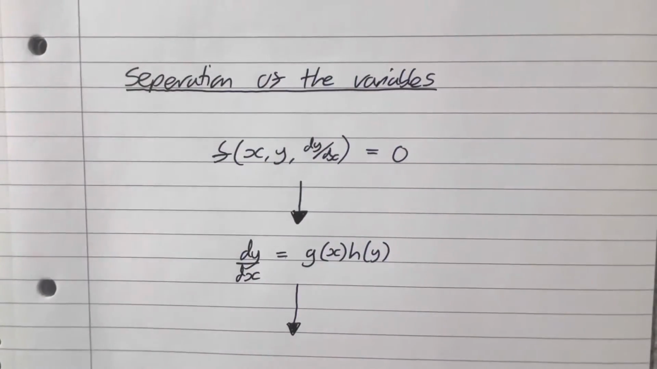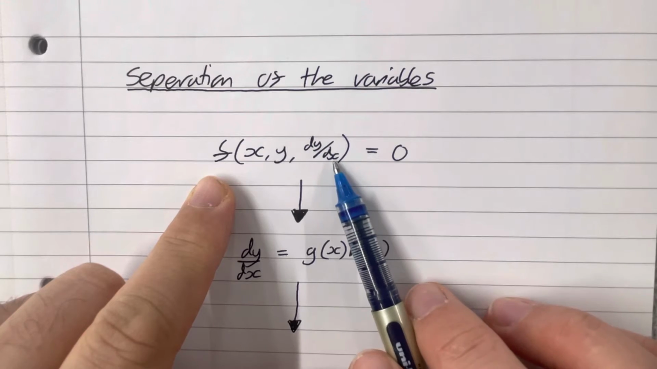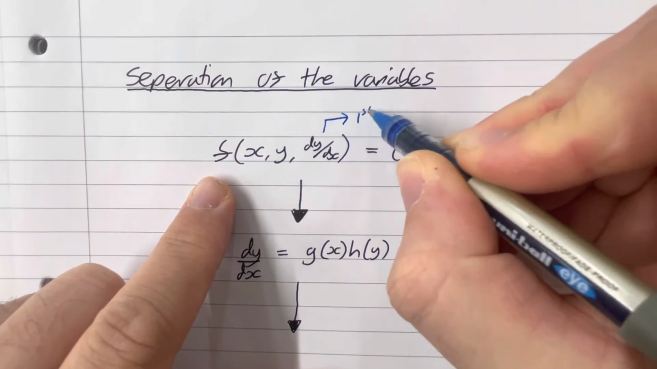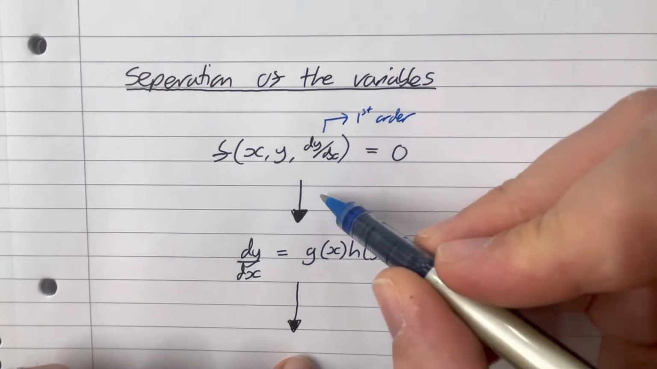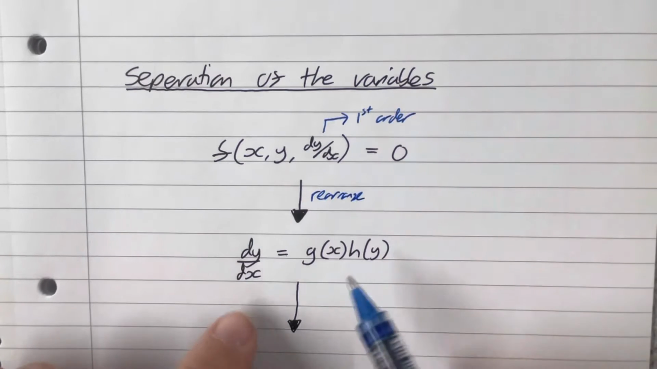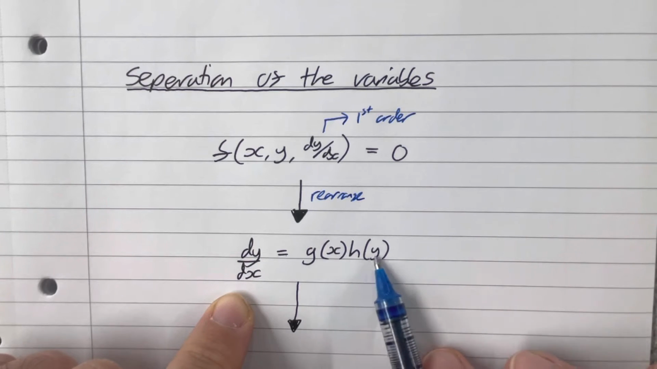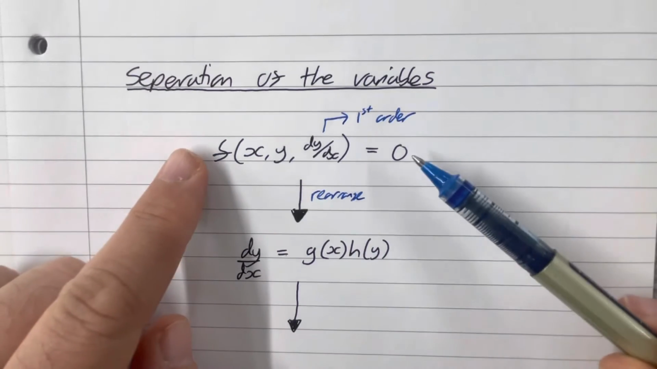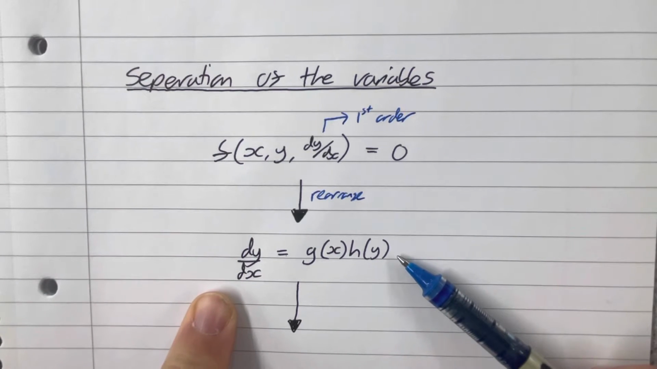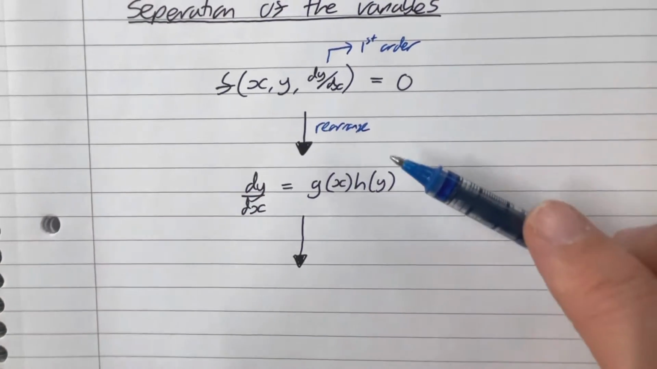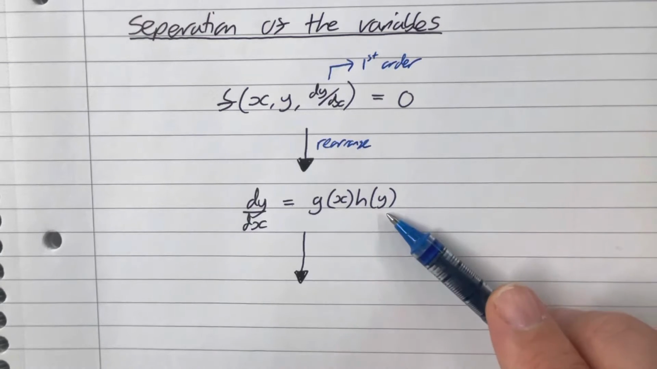Okay, let's have a look at the method that we use. We start with f of x, y, and dy by dx. We only ever solve first order differential equations on this course. In other words, you'll never find an equation that contains a second order derivative or higher. We can rearrange it into dy by dx equals g of x times h of y. So it's a product of two functions, one in x and one in y. This is always going to be true on the A-level course, though not always true in general. Once we've got this, we can use the method of separation of variables. Occasionally a question will give it to you in this form already, so you don't have to do any rearrangement.